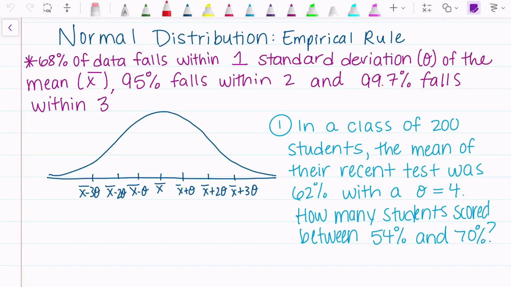This video is to go over normal distribution and the empirical rule. With normal distribution and the empirical rule, you know that 68% of the data will fall within one standard deviation of the mean. If the mean is in the middle, to find one standard deviation, we would add the standard deviation to the mean or subtract it from the mean.